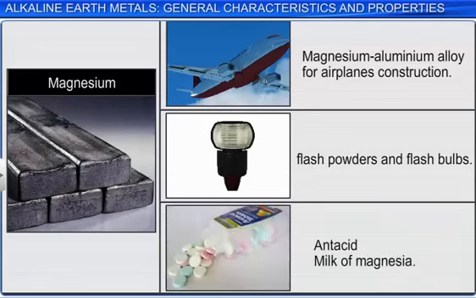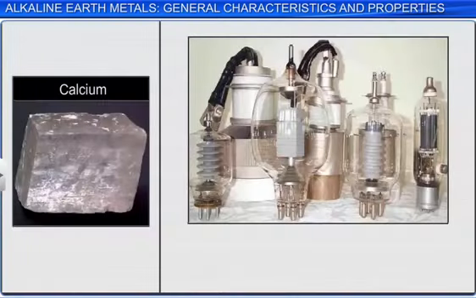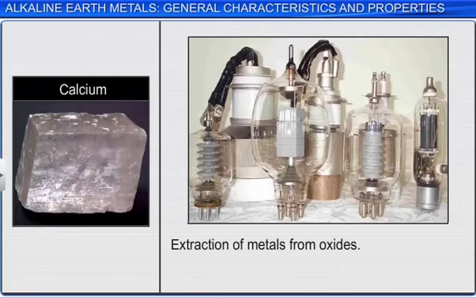Calcium is used in the extraction of metals from oxides when they are too difficult to reduce with carbon. Calcium, along with barium, has been used to remove air from vacuum tubes. The radioactive salts of radium are used in the treatment of cancer.